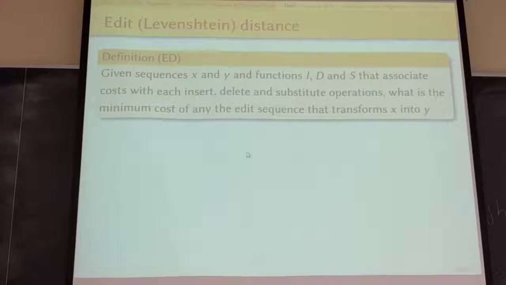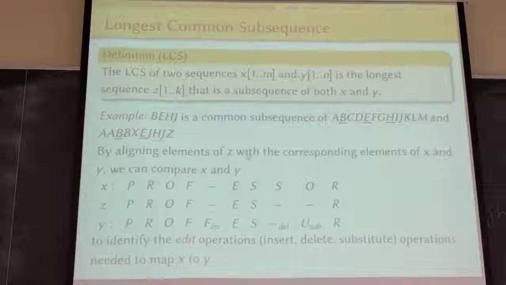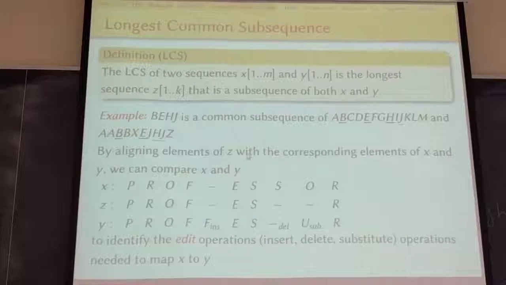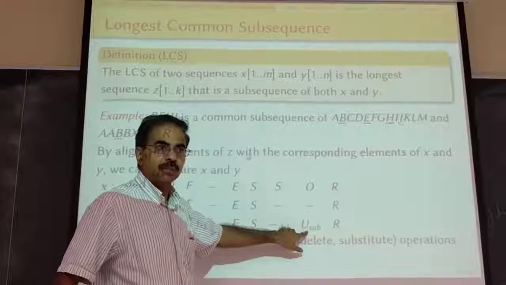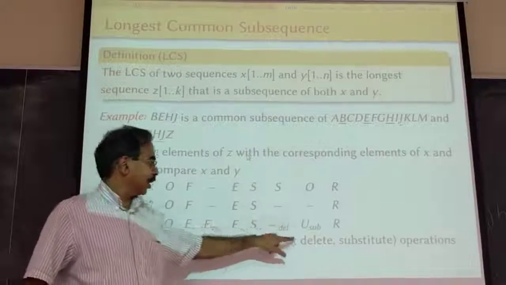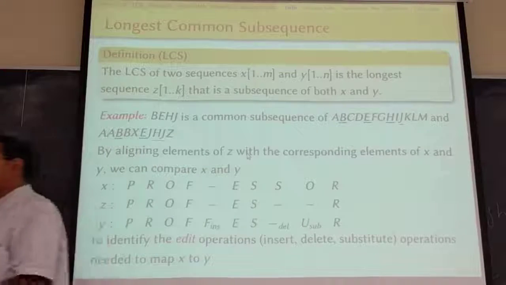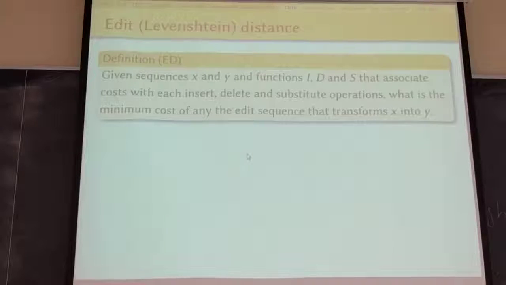So given sequences X and Y, what you want to do is define a cost for insertion, deletion, and substitution operations. In the previous slide, we showed three operations. Here is an insertion, here is a deletion, and here is a substitution. So we can assign costs for each insertion, deletion, and substitution operation, and then ask, what is the edit distance between these two strings?